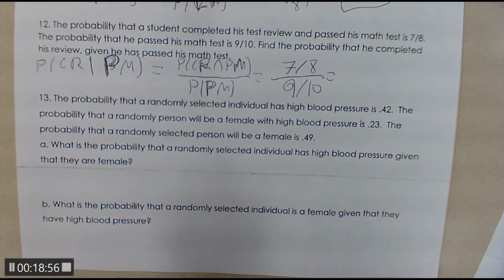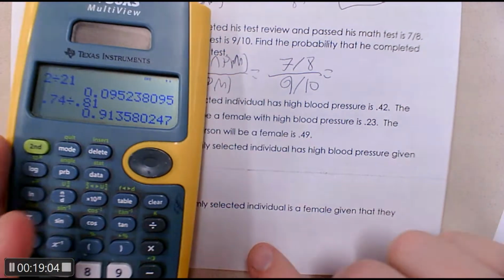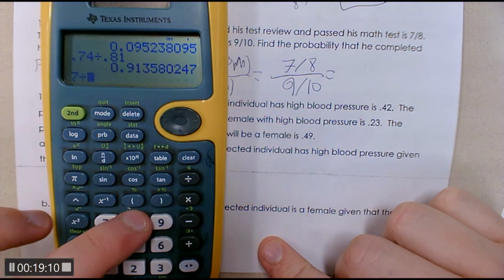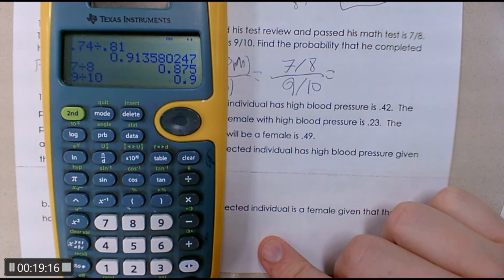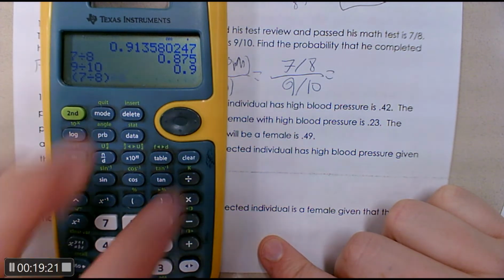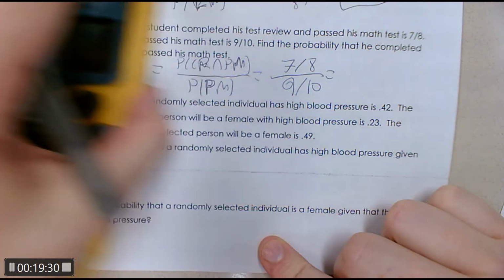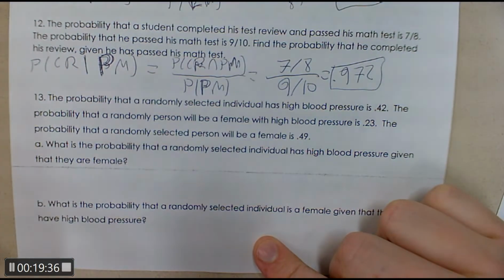That equals... if you are uncertain about plugging this into your calculator, first of all, I want to encourage you to use parentheses. Parentheses are your friend. It makes sure the calculator thinks what you're thinking. Or you can just do 7 divided by 8 to get that decimal, 9 divided by 10 to get that decimal. I put 7 out of 8 in parentheses on top, divided by 9 out of 10 in parentheses on the bottom. When I do that, I get 0.972. I like those odds.